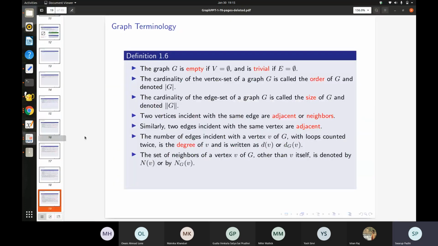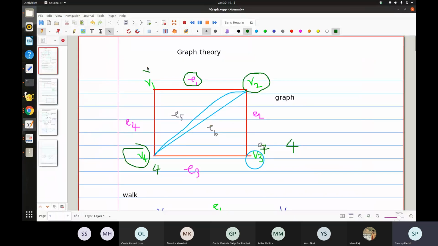The set of neighbors of a vertex V of G, other than V itself, is denoted by N of V or N subscript G of V. If you consider the vertex V1, then V2 and V4 are its neighbors. Similarly, for V3, V2 and V4 are the neighbors. So the set of vertices which are connected to it directly through an edge will be part of the neighbors of that vertex, excluding that vertex itself.